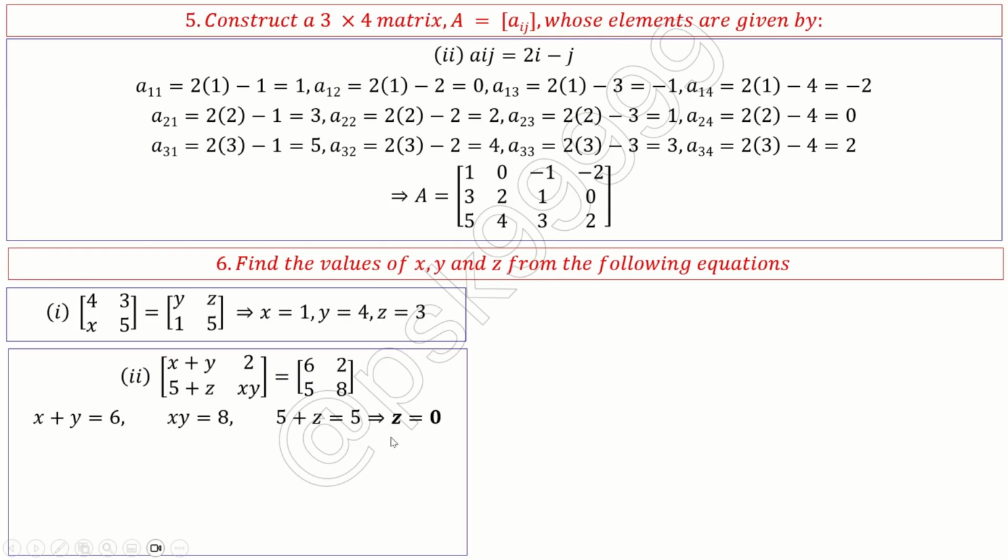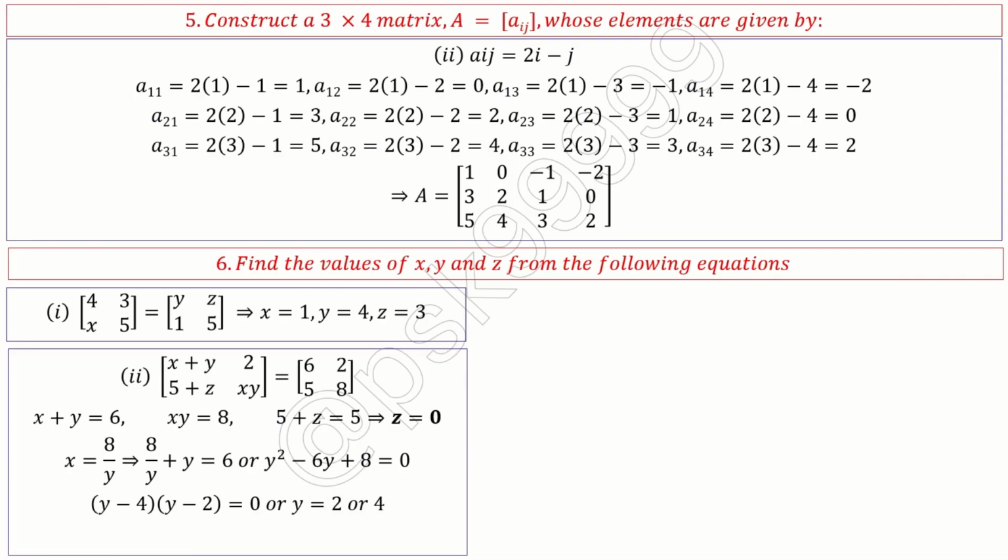You start where you have fewer variables, that is here. 5 plus z equal to 5, which means z is equal to 0. You have two equations for x and y, which you can solve directly by substituting. x is equal to 8 by y, so you substitute here: 8 by y plus y equal to 6, or y square minus 6y plus 8 equal to 0, a quadratic equation. Solve it, you get y is equal to 2 or 4, which means x will also have two values, x is either 4 or 2. So this is how you will take the help of equality of matrices.